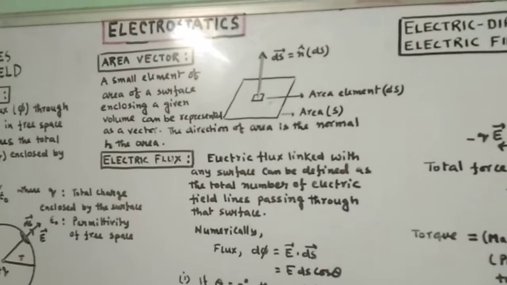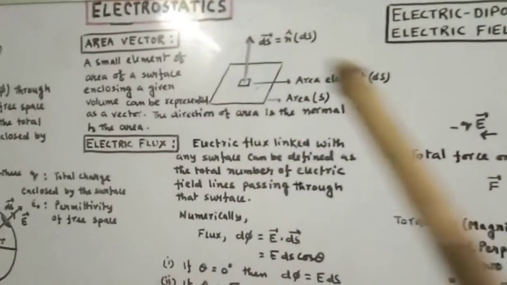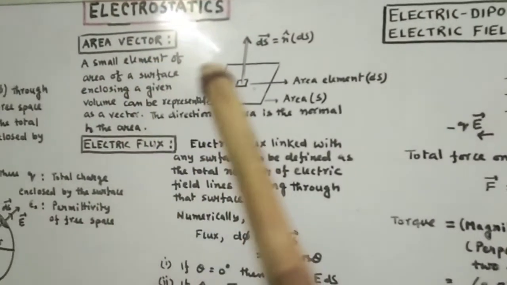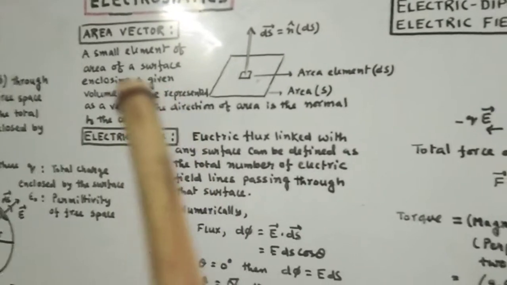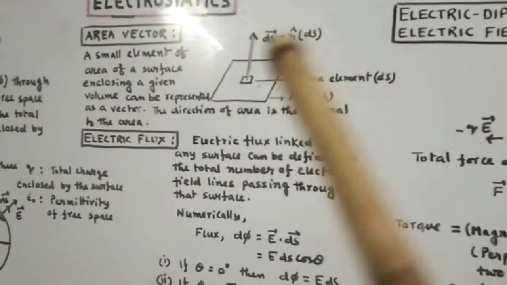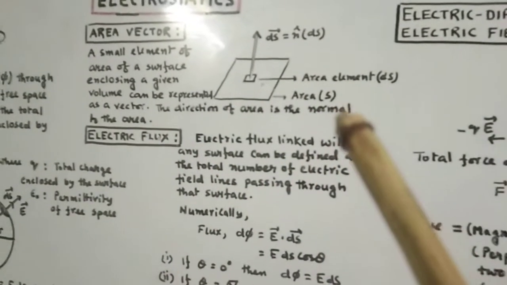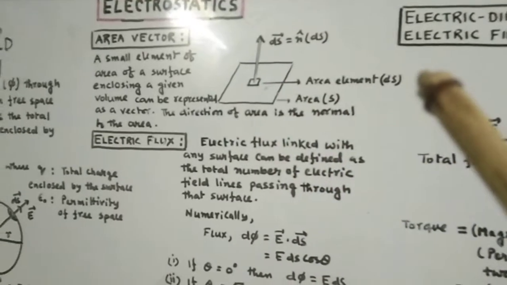Normal is nothing but the perpendicular, and magnitude is nothing but the numerical value of the area. So area vector, a small element of area of a surface enclosing a given volume, can be represented as a vector. Now this is your large area which we denoted as S, and out of that we have considered a small elemental area, that is your ds.